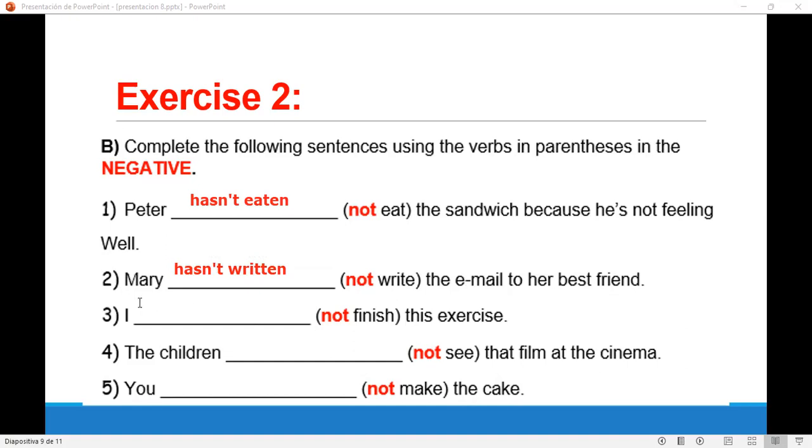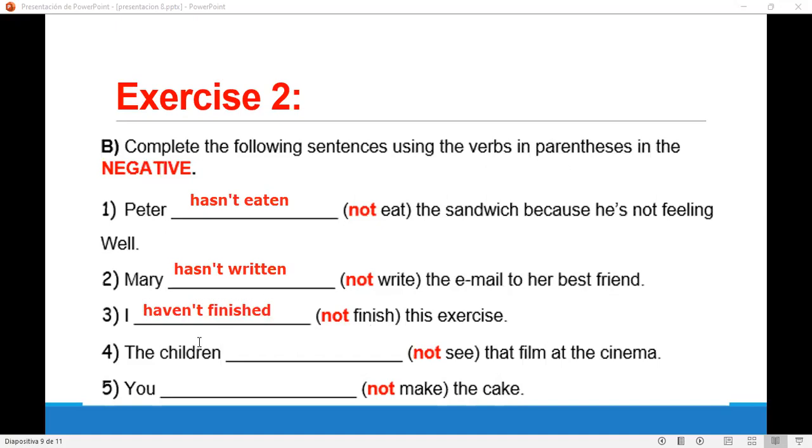Okay, this one is easy. "I not finished this exercise." I not finished. I hasn't. No, it is not hasn't. I haven't. Very good. I haven't finished this exercise.